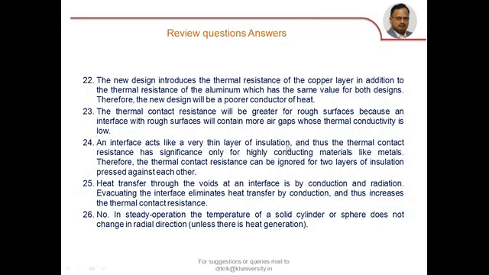An interface acts like a very thin layer of insulation, so it is significant only for highly conducting materials like metals, and it can be ignored for 2 layers of insulation pressed against each other, because the thermal conductivity of the insulating material and the thermal conductivity of the air are almost of the same order. So you need not consider that small thickness, a thin layer, as an additional resistance. But when you take 2 metals, the interface layer, however small it is, has a thermal conductivity very low and of a different order, so we have to consider it.